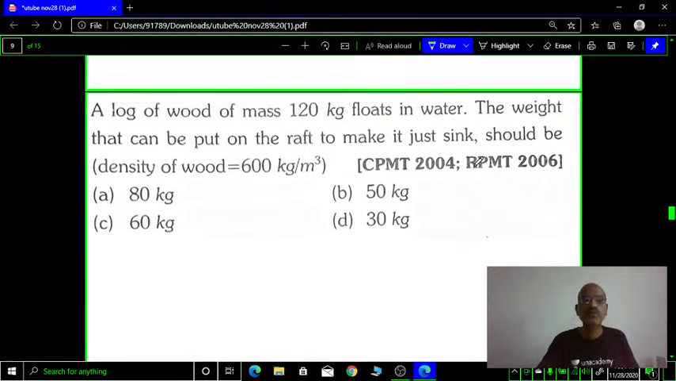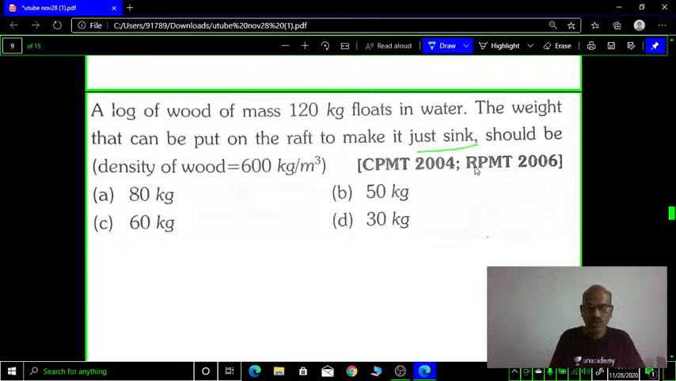A log of wood of mass 120 kg floats in water. The weight that can be put on the raft to make it just sink, its density of wood is given. Which is the correct option?